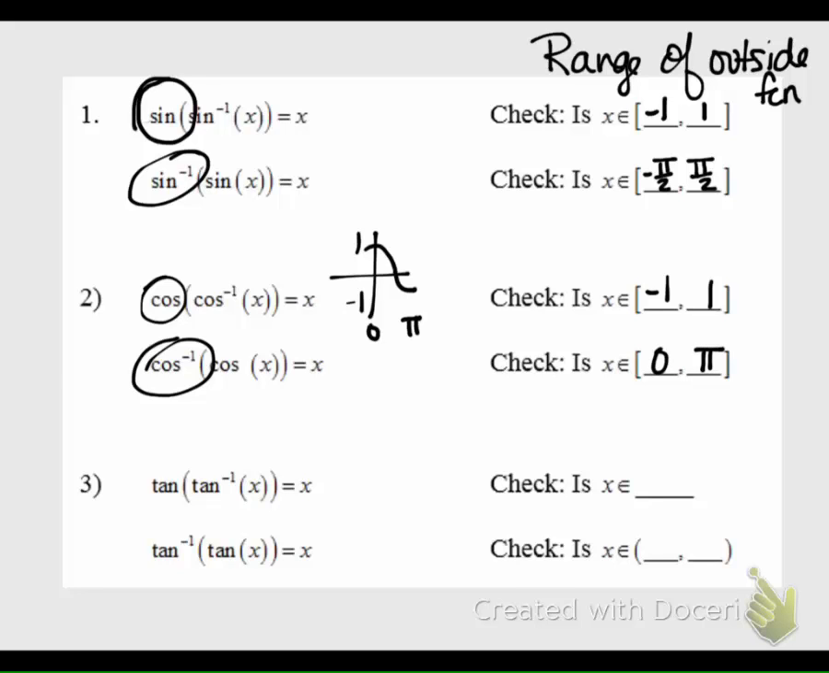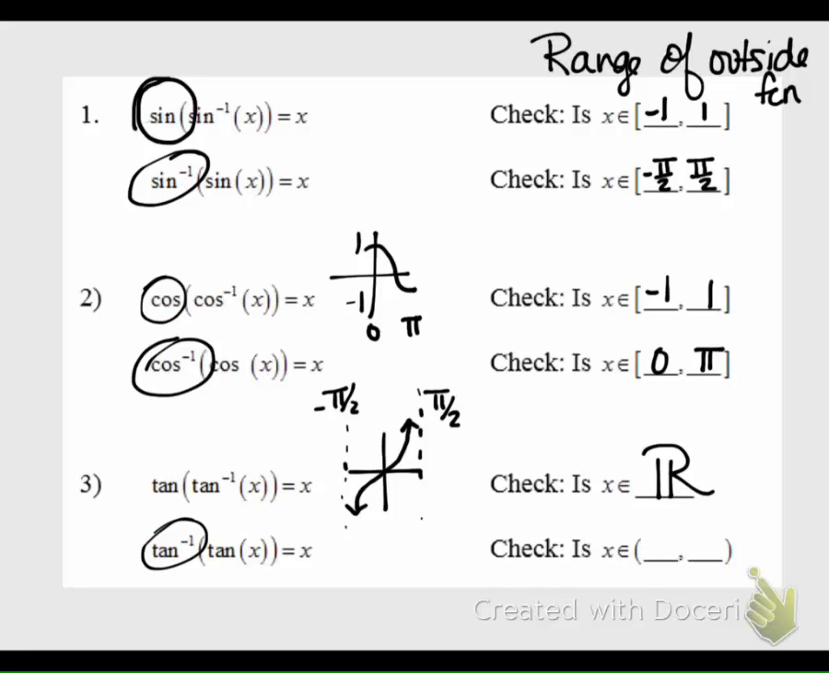If you're looking at the tangent, the range is any real number. The restricted domain ran from this asymptote to this asymptote. And that restricted domain becomes the range of the inverse. So the range of tan inverse is -pi/2 to pi/2.